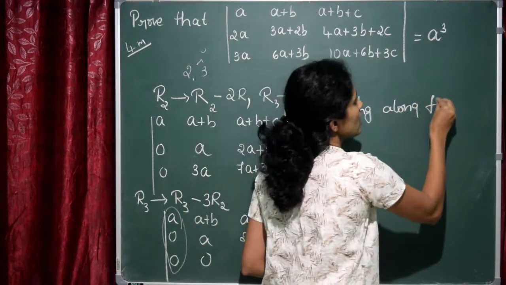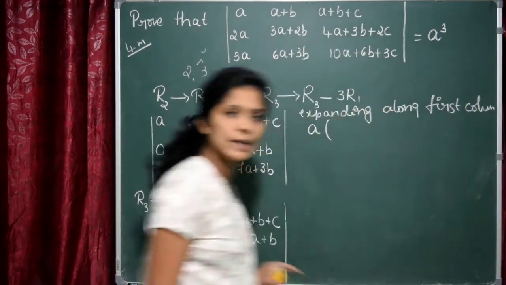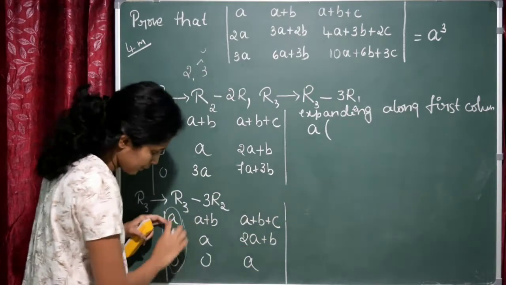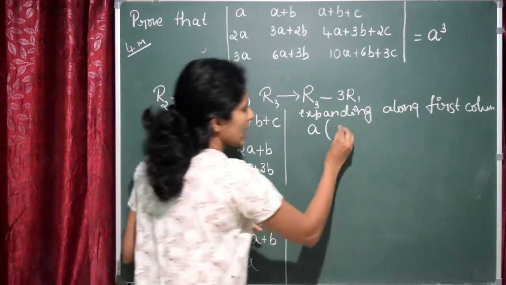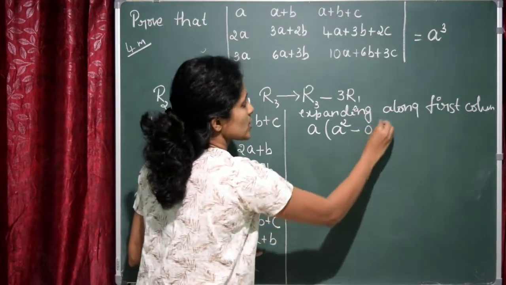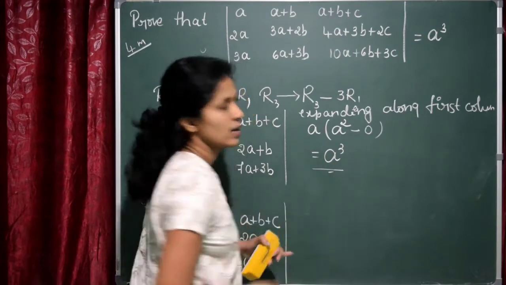which column? First column. Is it clear? Because there in the first column two elements are 0. Now I'll expand along the first column. So I'll delete the first row and first column. A into A square minus 0 into this one will be minus 0. So A into A square will be equal to A cube. We proved this one. Is it clear?